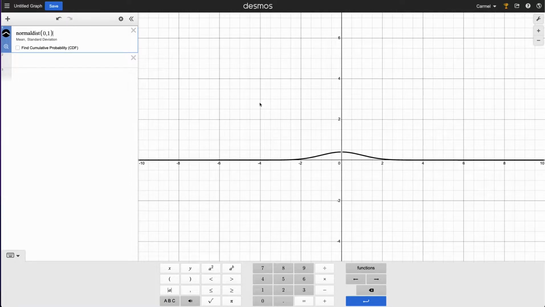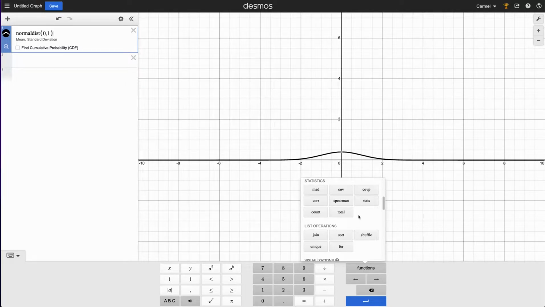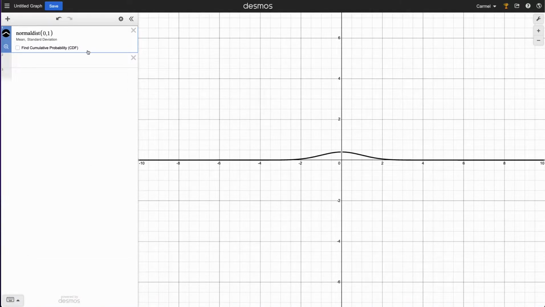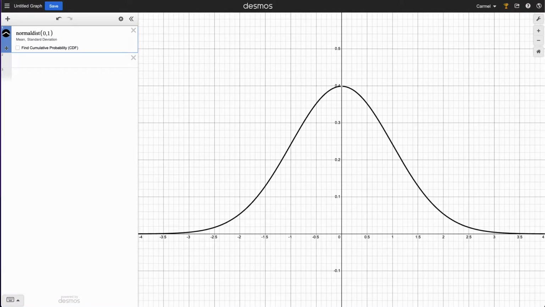Or you can also find it under the function menu. Scroll down to distributions. There it is, right there, normal dist. So you can choose that too. So this is the normal curve. If you click on this little magnifying glass right here under it, you will get a zoom into what you should be seeing for that curve.